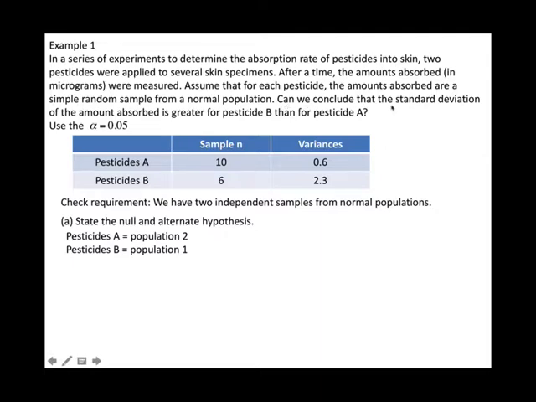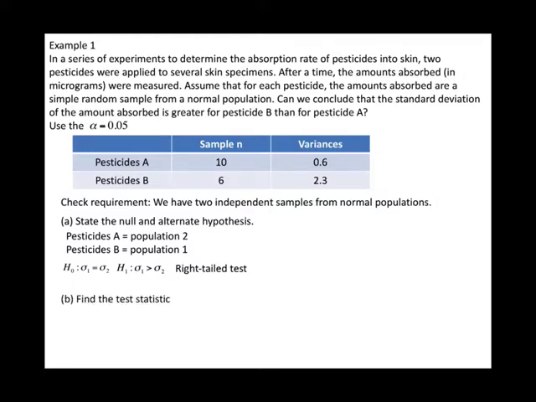Can we conclude that the standard deviation of the amount absorbed is greater for pesticide B than for pesticide A? So we know we are working on standard deviation, okay? And then we want to know, is pesticide B greater than pesticide A? So first, the null hypothesis: they are equal. The alternate hypothesis: population 1, which is pesticide B, is greater than population 2, which is pesticide A. And write it down, that will be the right-tail test. Remember, for the F distribution, we only have right-tail or two-tail.